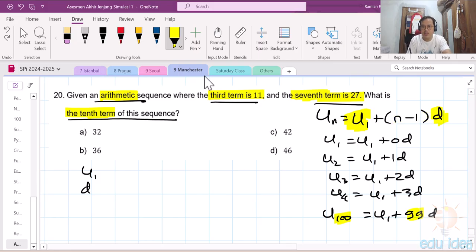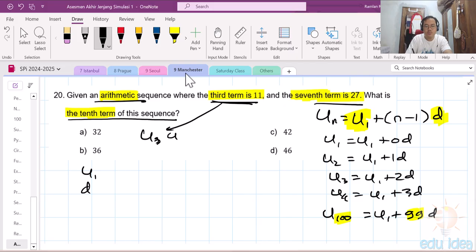So using this concept, I know that if I split the third term in terms of u1 and d, the third term will be just equal to u1 plus 2d, right? This first term plus 2d. If I have the seventh term, when do I get the 2? It's from subtracting 1 from 3, again, because this is n minus 1. Same thing with u7. This is just u1 plus 6d, because we know 7 minus 1 is equal to 6. And since we know that the third term is 11, so write it down here, and since the seventh term is 27, then you get over here.